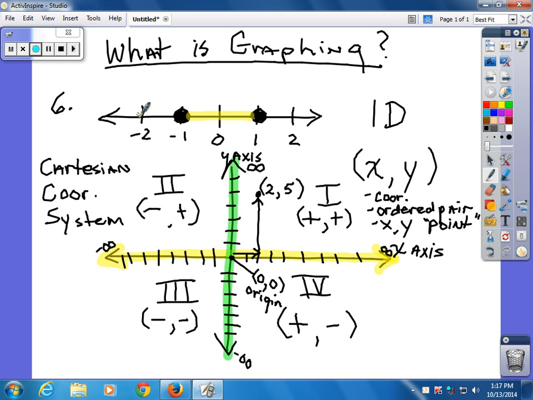Was that 6.5 or 6.6? Which one was the number line? 6. And this is 6.7.